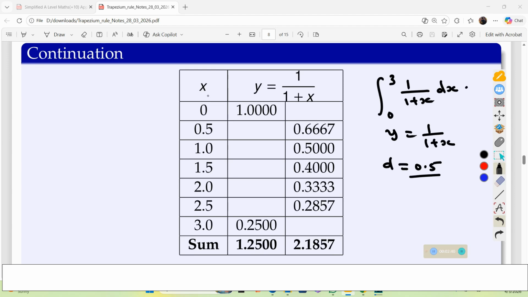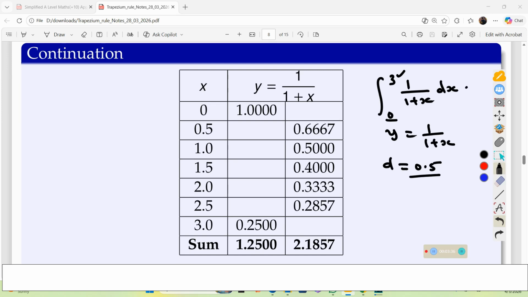So we shall make our table starting with the value of x. The lower value here is 0. Then we keep adding d until we come up to the upper limit. So 0 plus d, 0.5, plus d, you get 1, plus d, you get 1.5, plus 0.5, we get 2, plus 0.5, we get 2.5, plus 0.5, you get 3. When you reach this last value, you stop there. Next we shall get the values of y. As we said, the first one and the last one should be in one column, and then these ones can be in the next column, such that it becomes easy to substitute in the trapezium rule.